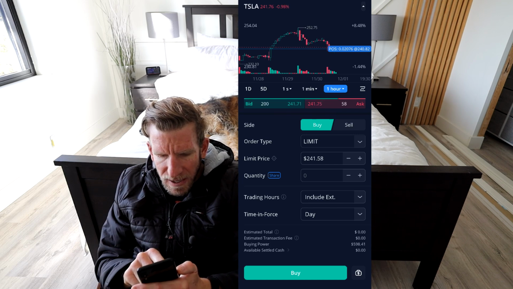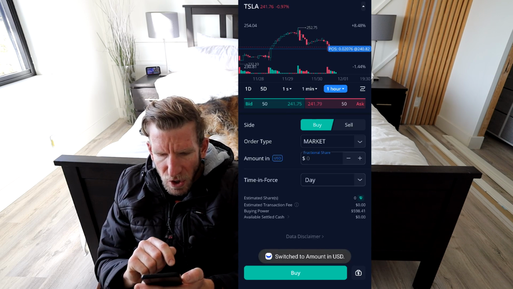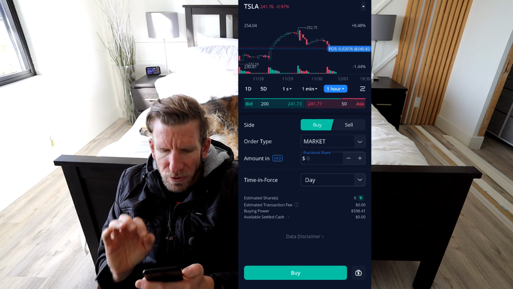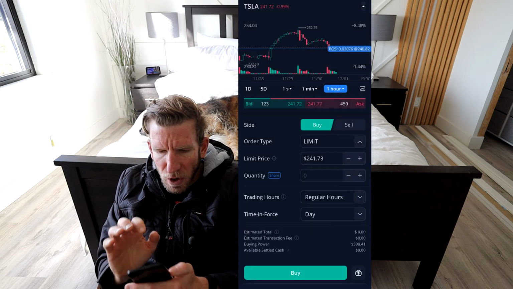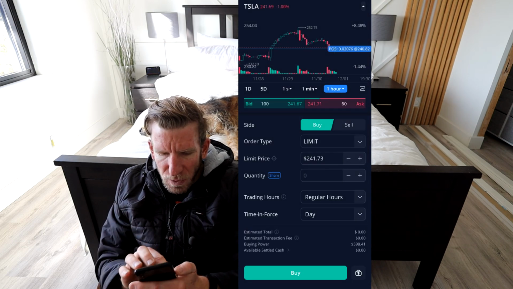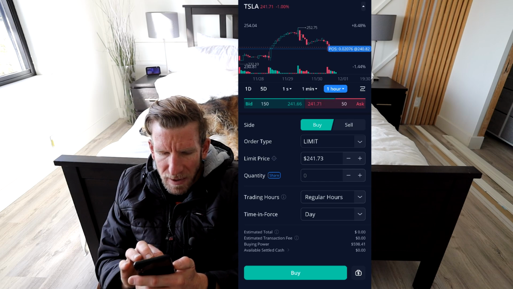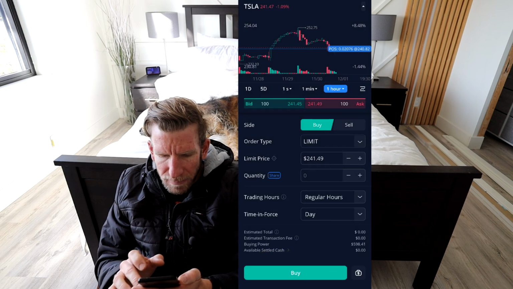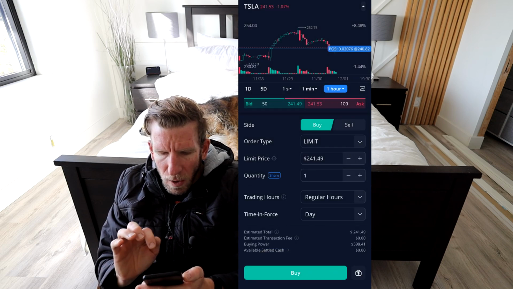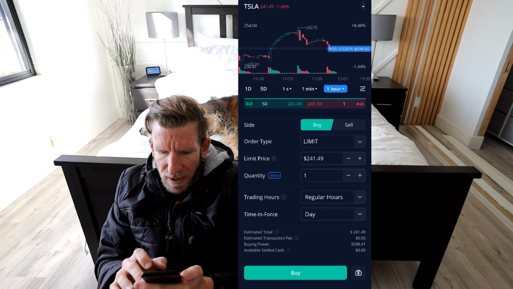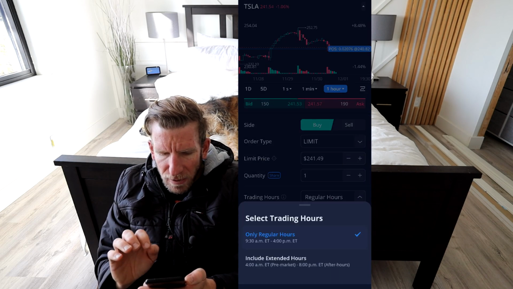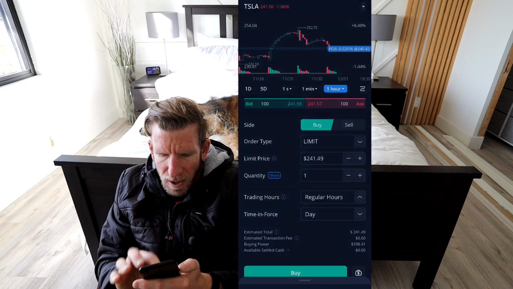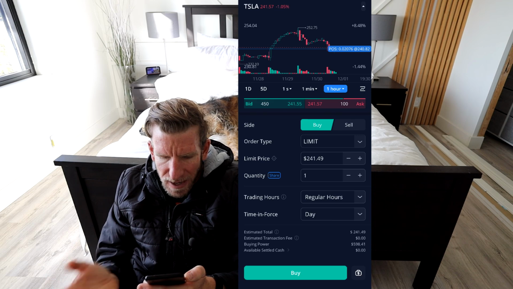And quantity, again, in shares or USD. But again, if you are going to be purchasing fractional shares, they want you to do market. If you try to switch over to limit order on fractional shares, it will not do it. Only limits on full shares. So do keep that in mind. So let's go ahead and go back over to limit. And quantity, I want 1 whole share of Tesla. Trading hours right below that, regular trading hours or include extended hours if you want to do that as well. I'm going to go ahead and keep it on regular hours because it's that time of day.